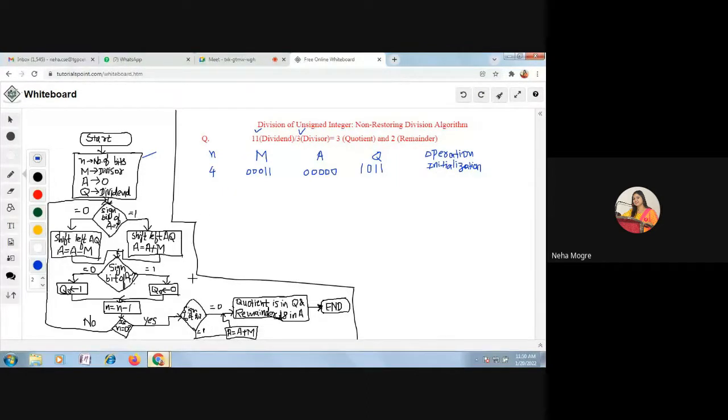Yes. After this, what are we going to check? We are going to check the sign bit of A. Can you see the flowchart? From the flowchart, you can perform this. Sign bit of A. What is the sign bit of A? The MSB of A. 0. When it is 0, what do we have to do? Shift left the value of A and Q. So I am going to perform here shift left AQ.